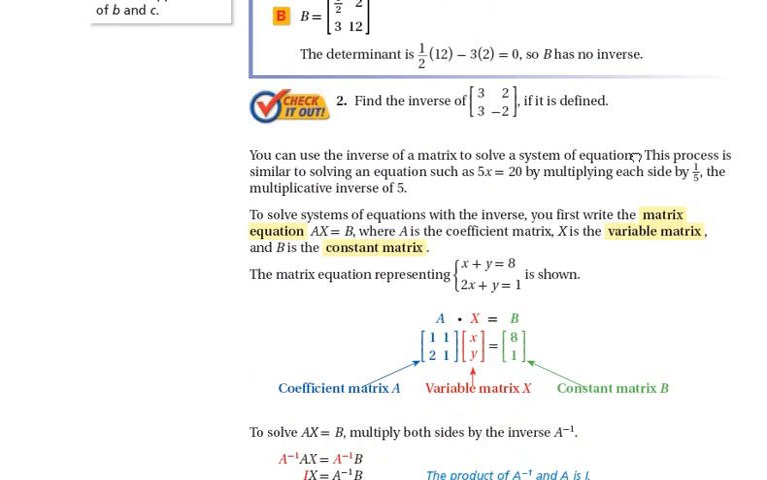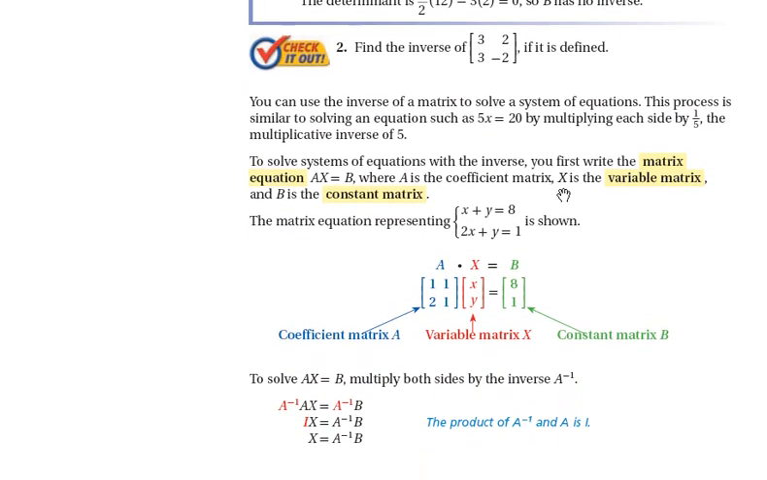Next, we want to talk about solving a system of linear equations again, which we've done before using substitution or elimination. We can also do this with matrices. We take the coefficients of the x's and the y's and put them together in a matrix called the coefficient matrix. We create a variable matrix, x, y, those are our variables, and we set it equal to a constant matrix B, which is these numbers here, 8 and 1.